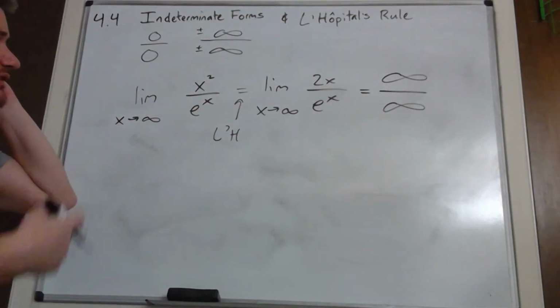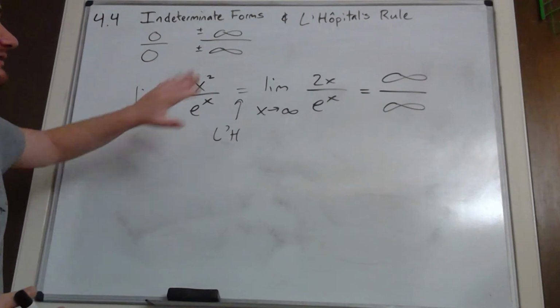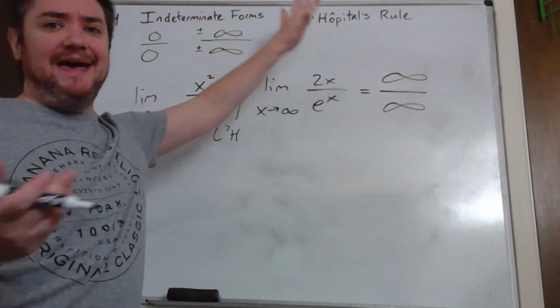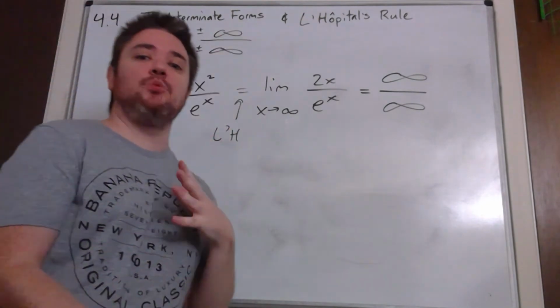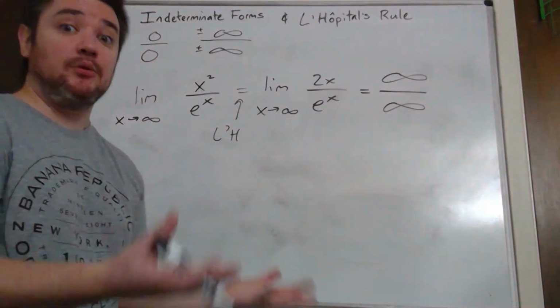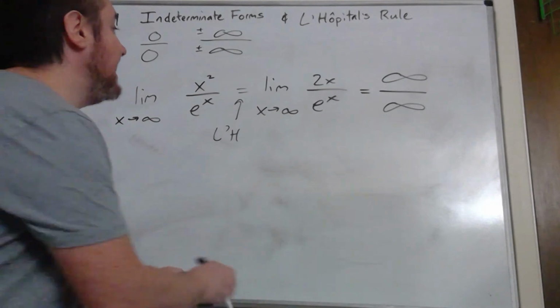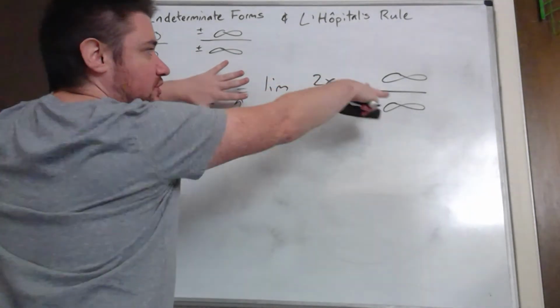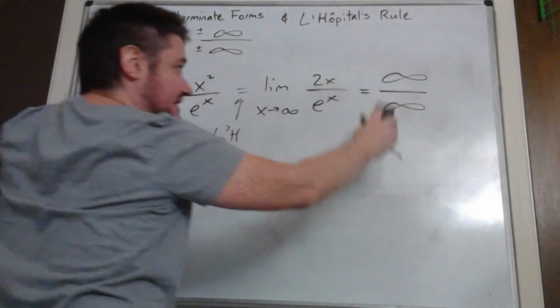Okay, so we tried L'Hopital's. We had an indeterminate form. We tried L'Hopital's. We have another indeterminate form. Does that mean L'Hopital's failed? No, it just means it hasn't worked yet. Does that mean it's got to work? Maybe not, but let's try it again. Let's suppose this was the original problem. Now we have an indeterminate limit, so we're allowed to use L'Hopital's again.